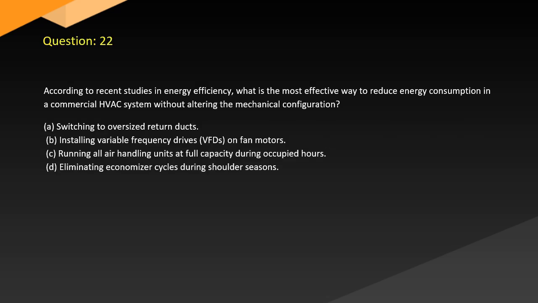Question 22. According to recent studies in energy efficiency, what is the most effective way to reduce energy consumption in a commercial HVAC system without altering the mechanical configuration? A. Switching to oversized return ducts. B. Installing variable frequency drives, VFDs, on fan motors. C. Running all air handling units at full capacity during occupied hours. D. Eliminating economizer cycles during shoulder seasons.